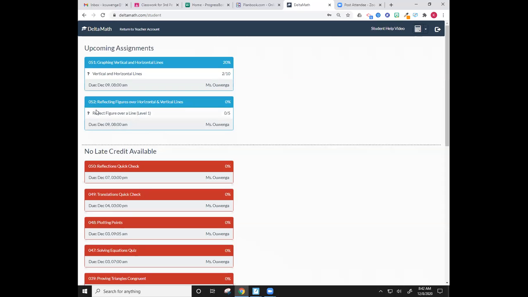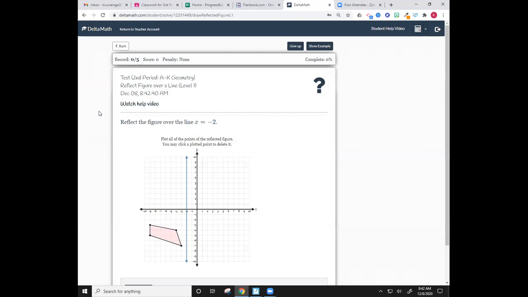This is going to be assignment 052. Okay, this is what it looks like. So that says reflect the figure over the line x equals -2. Notice they drew in that line for you. Okay, you have to literally plot each point. So right now, this point down here is 1 step away from that line. So I need to go 1 step away and plot a point. This point up here is 2 steps away. So I need to go 2 steps away.